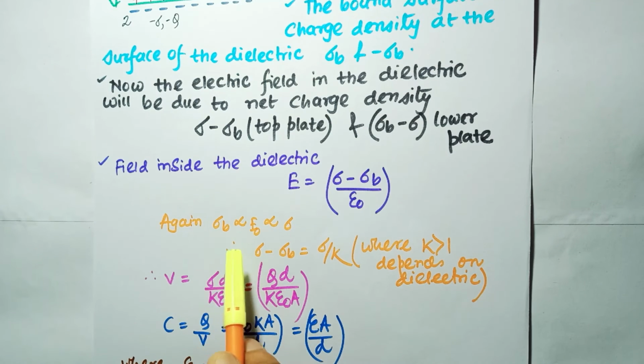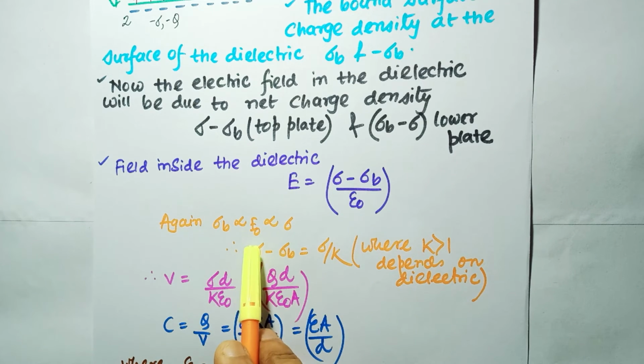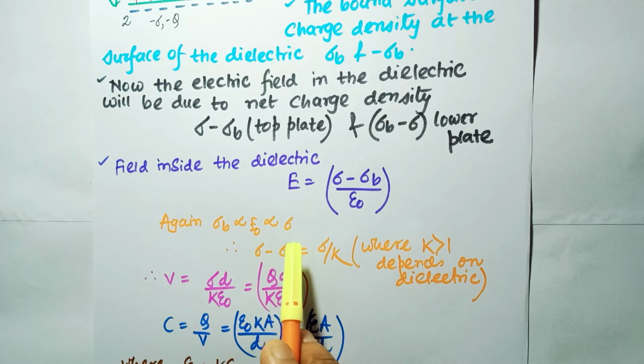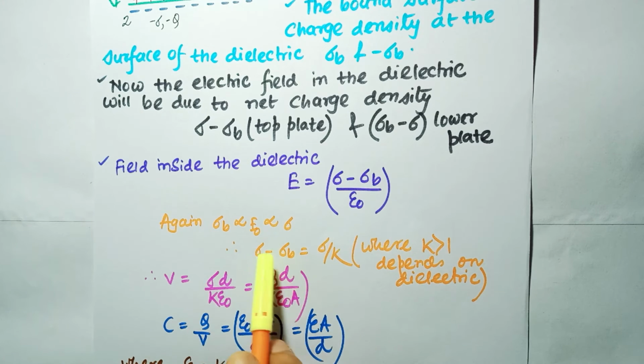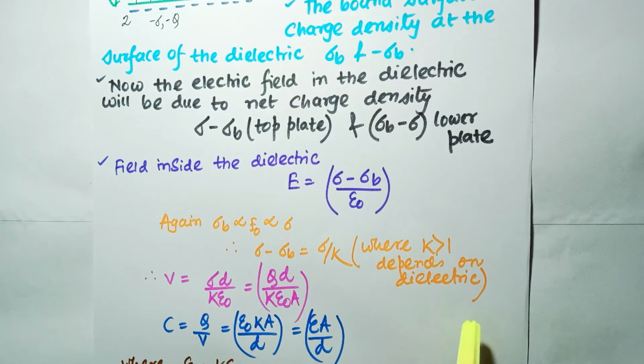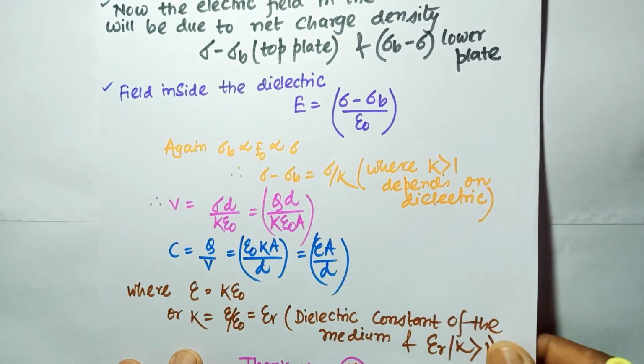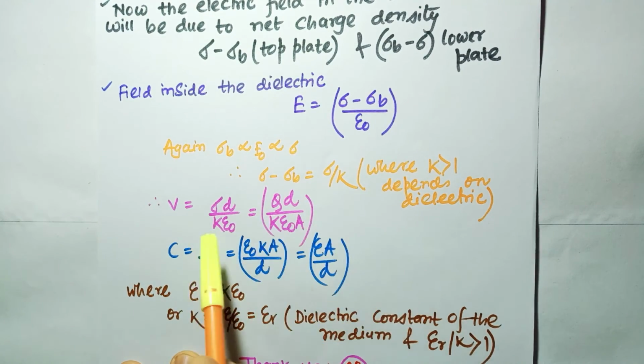Again, the bound charge density sigma b is proportional to the previous electric field value, E naught, which makes the dielectric polarized. Sigma b is proportional to E naught, which is proportional to sigma, the charge density on the parallel plates. So we can write that sigma minus sigma b is equal to sigma by k. K is a constant that depends on the dielectric, and we choose that k is greater than 1.